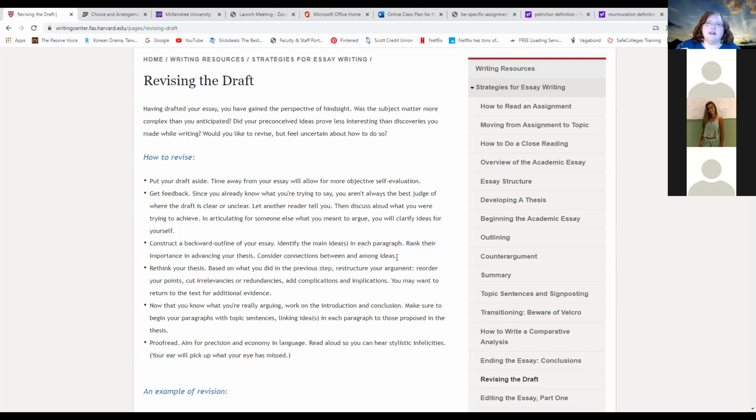Consider the connections between the ideas. Then you start connecting the dots for us, showing us also, in spite of, because, using all of those nice transition words. This is another good place to make sure your thesis is clear, what it is that you want to say about a topic. Now that you know what you're really arguing, work on the introduction and conclusion. We're going to talk about some intro and conclusion techniques next week as we get into talking about telling stories. Make sure you have topic sentences for your paragraphs so that we're clear on what each paragraph is trying to communicate to us. And then proofread, you really get into the editing stage.